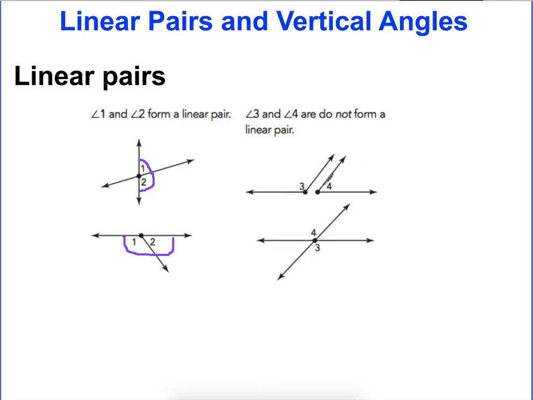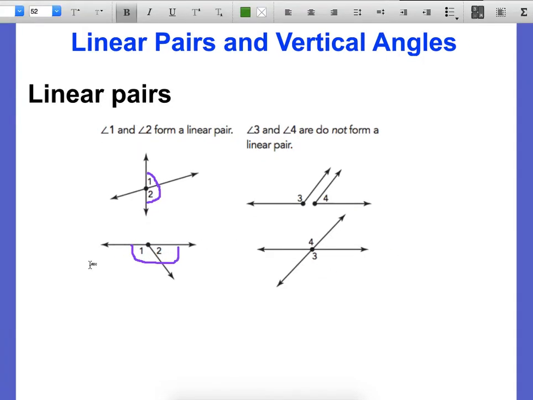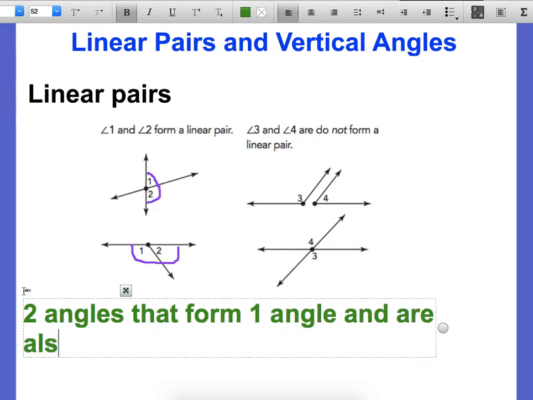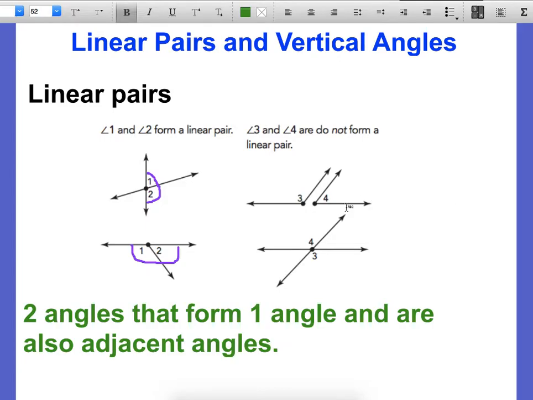Here, 3 and 4, they're kind of next to each other, but they're not adjacent angles as well. Over here, these are diagonal from each other. Those aren't adjacent or next to each other as well. All right? So we want to think of two angles that form one angle and are also adjacent angles. So very similar to adjacent angles. And let's look at some examples here too.